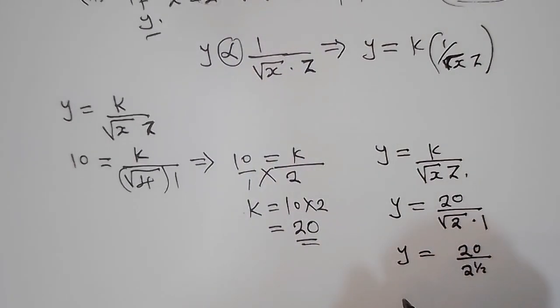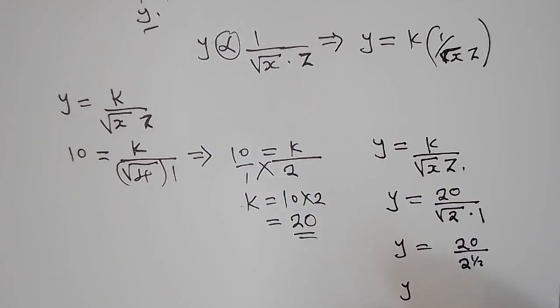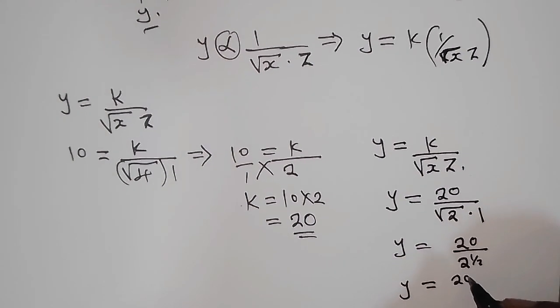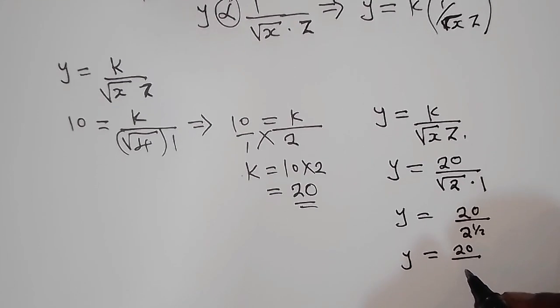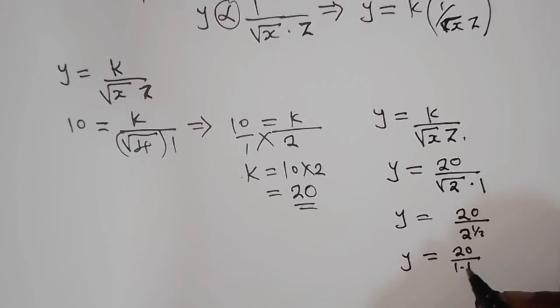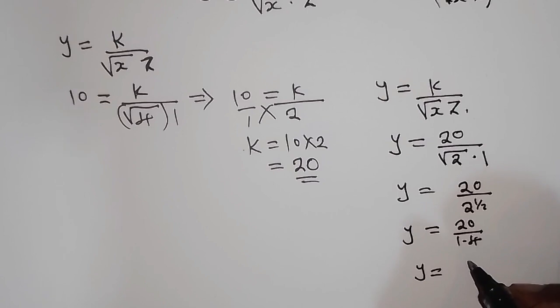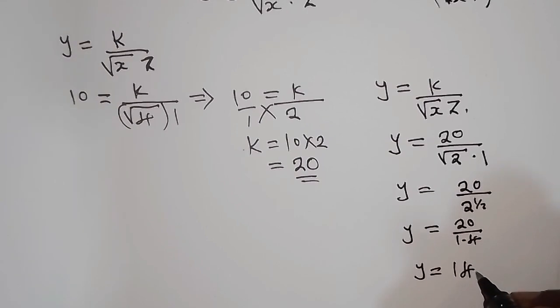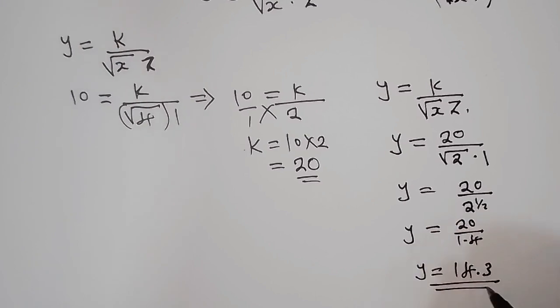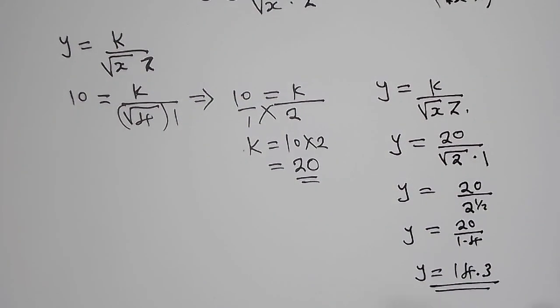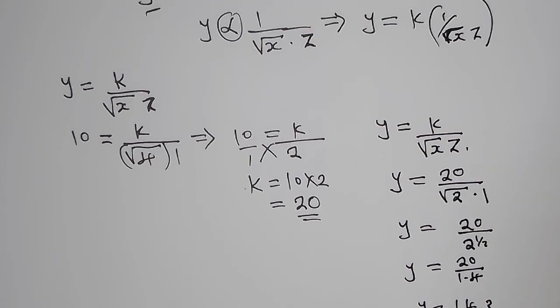And once you do that, then we can use your calculator. So the square root of 2, so you say 20 divided by 1.4, and your answer is just going to be 14.43. So this is the value of y. So that's how you can just kind of understand variation. It's not so much difficult. It's something that is very simple and easy, ladies and gentlemen.